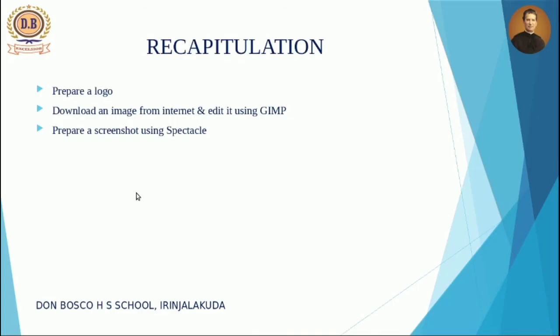So in today's class, we have revised our second chapter. We have prepared a logo. Then we have downloaded an image from the internet and we have edited it in GIMP. We have cropped it. Then we have resized it. After that, we have exported it. Then we have also prepared a screenshot of the logos window using the Spectacle software. So we have revised our second chapter. I hope all the activities and all the topics that we have discussed in this chapter are clear to you.